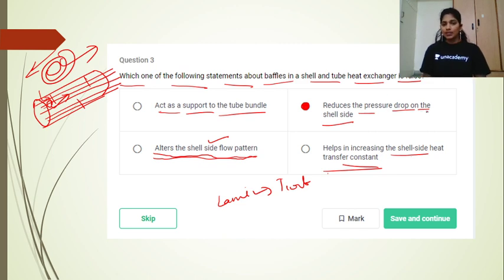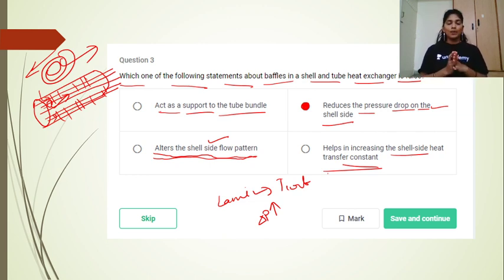But option B, what they have given, reduces the pressure drop on the shell side. No. As the velocity is increased, the pressure drop will be increased. If you have more number of baffles, then because of this obstruction it will lose some amount of velocity and some amount of energy. So all this pressure will be converted into velocity, right? It will increase the velocity, but still pressure will be affected. So you should take care of this factor also when you are designing a heat exchanger.